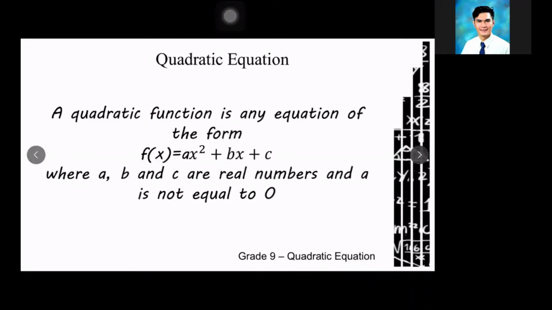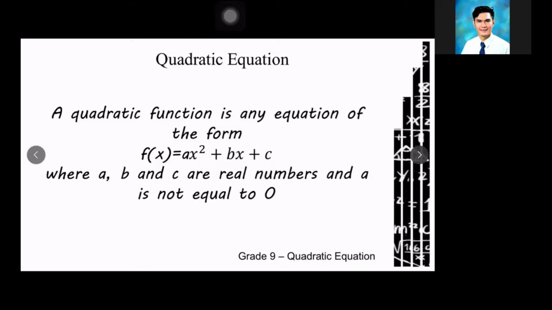A quadratic equation is a quadratic function of the form f(x) = ax² + bx + c, where a, b, and c are real numbers and a is not equal to 0.